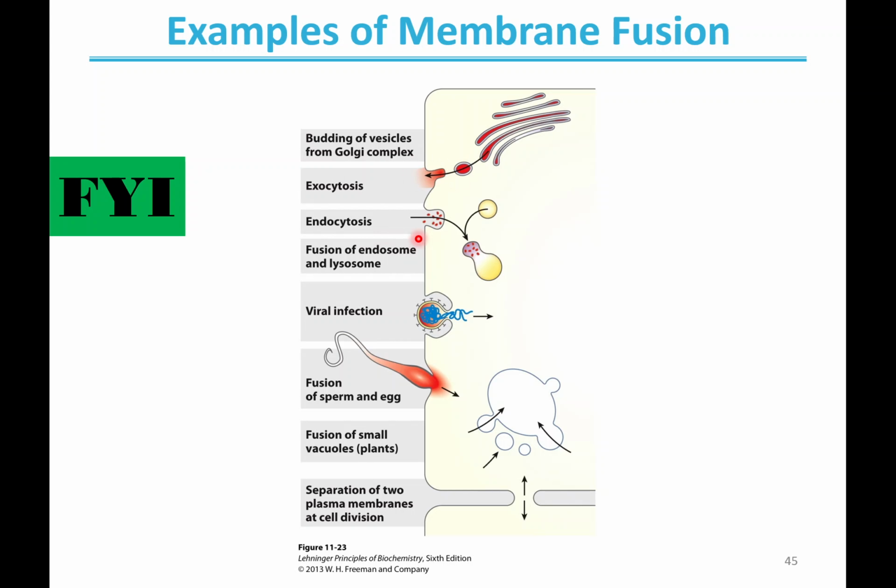Endocytosis is the opposite, where you have something from the outside of the cell create a bubble in the plasma membrane, which then turns into a sort of vesicle on the inside.